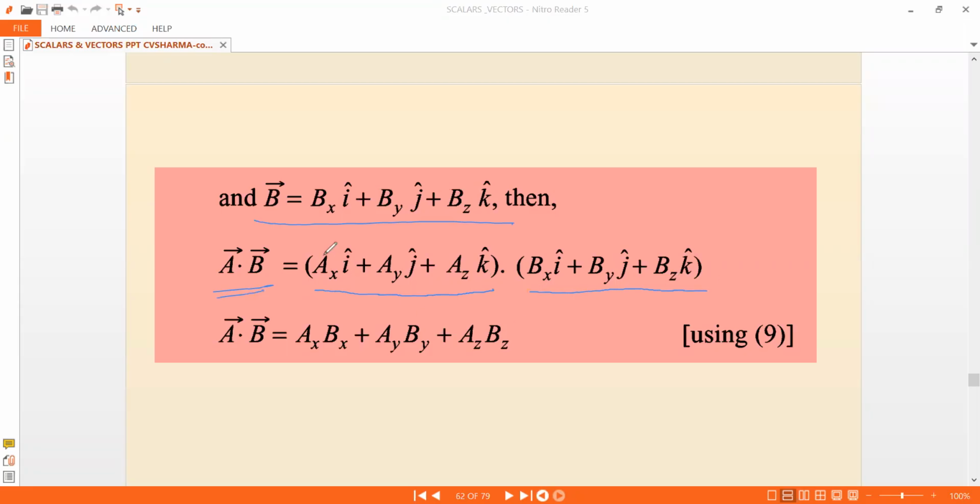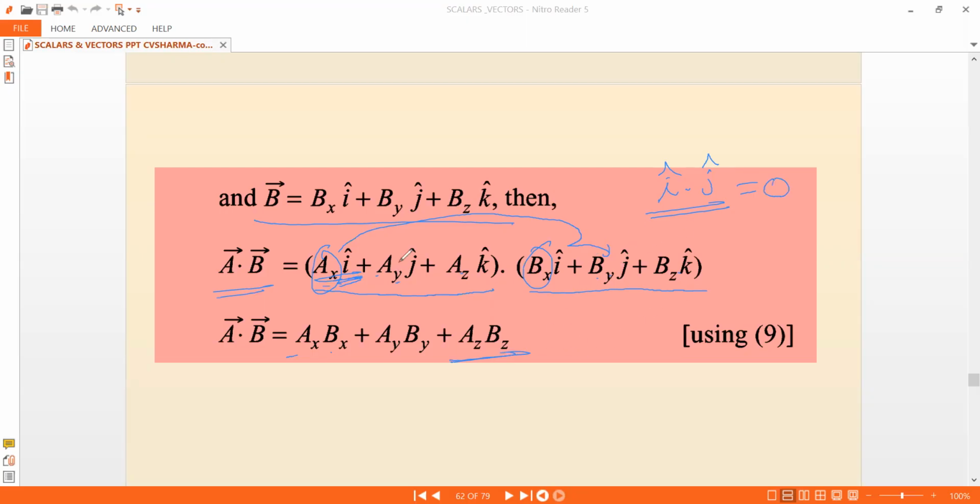Now what we do is simply multiply the i component with the i component, that is ax bx, and the j component with the j component, ay by, and az bz. So you add up these three. What happens if you consider the i component dot with the j component? You get i dot j. You get this when you multiply the x component with the y component. But the dot product of i and j, because they are mutually perpendicular, goes to 0.